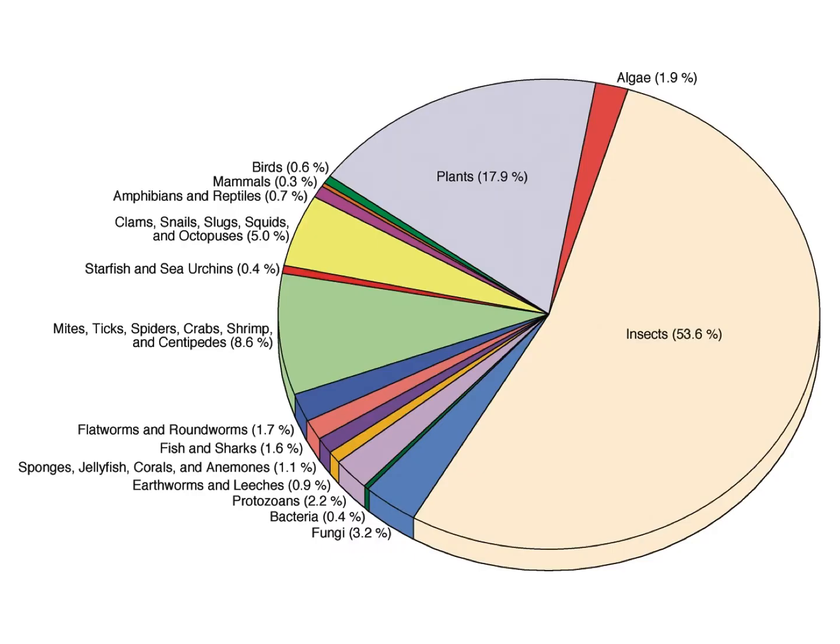This is an interesting pie chart. It gives us the relative proportions of different types of organisms on our planet. And we can see that more than 50% of the organisms on our planet belong to the group insects. Plants make up about 18%. And then the next biggest pie in this chart are mites, ticks, spiders, crabs, shrimp, and centipedes. And you can see that mammals make up only a small percentage of the total number of organisms found on our planet.